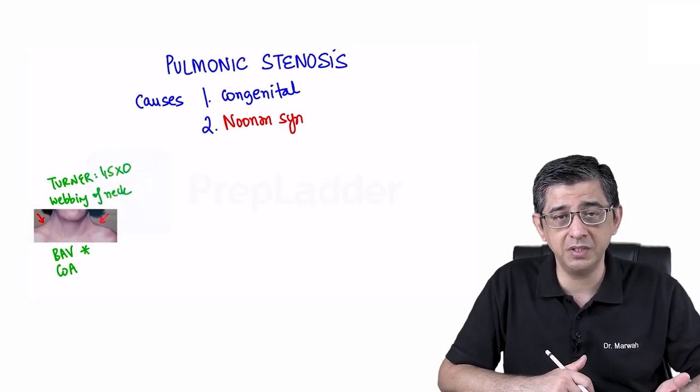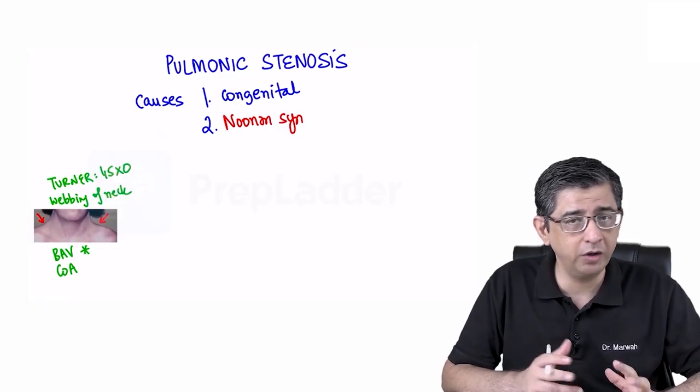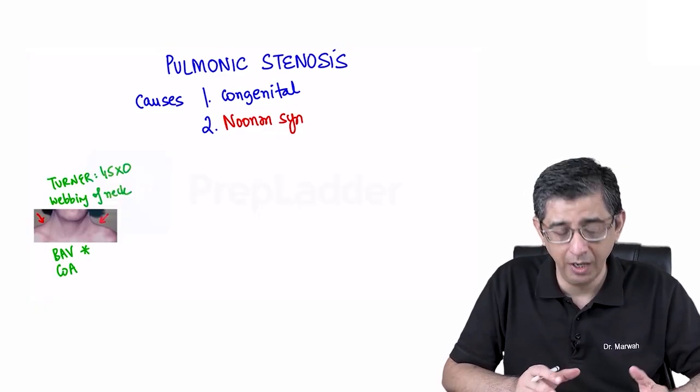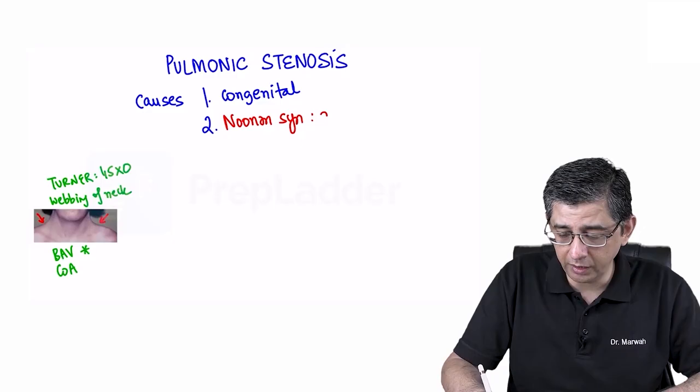The phenotype will be the same, but the genotype will be different, because in Noonan syndrome it could either be male or female, so they would be 46XX and 46XY. But when it comes to Turner, it is 45XO. In Noonan syndrome, they would also like to ask you which chromosome is involved.